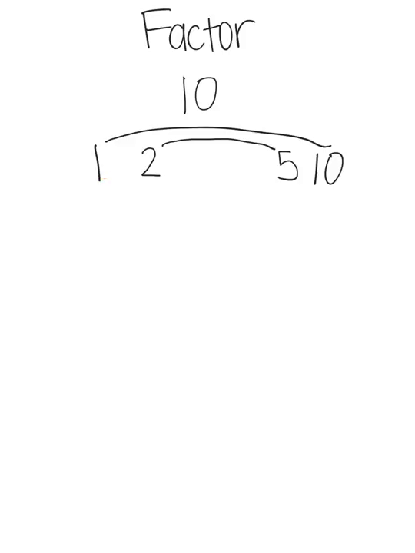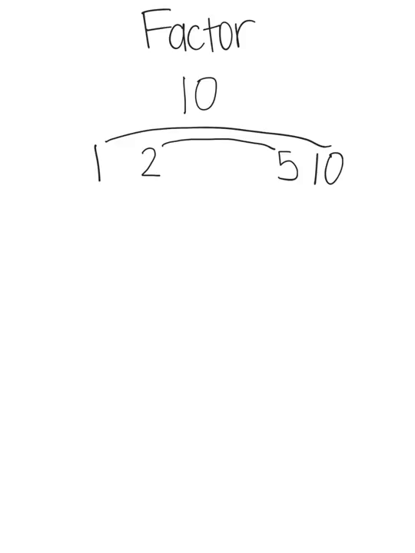So I checked 1, I checked 2, now I'm going to check 3. Can I do 3 times anything to get 10? Nope, I can't. So, no 3. How about 4? 4 times anything to get 10? Nope, 4 does not work. Then how about 5? Oh, I notice I've already written down 5 as a factor of 10 over here. When I get to a number I've already written down, then I know that I have found all of the factors of this number. So I can get rid of this 5.